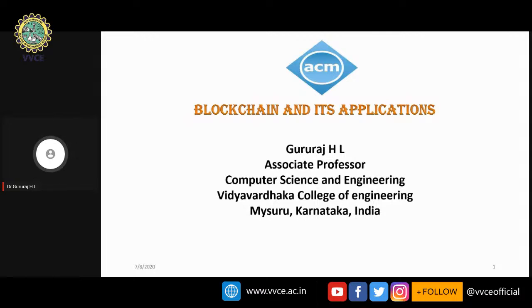Blockchain is a kind of network. You may have heard of names like centralized network, decentralized network, peer-to-peer network. Blockchain is a kind of decentralized network. We don't have any intermediate person to control the network. That is the meaning of blockchain.